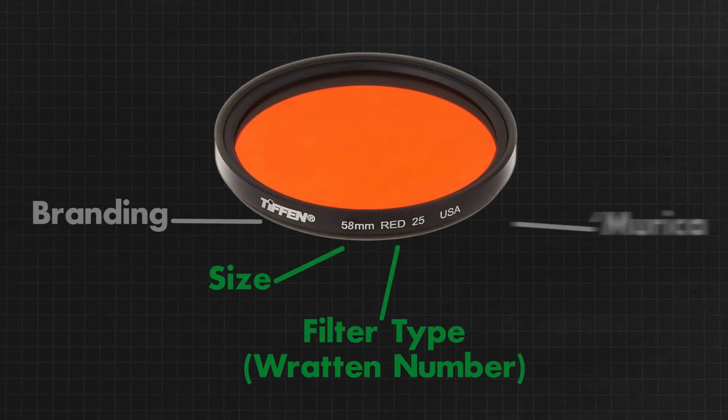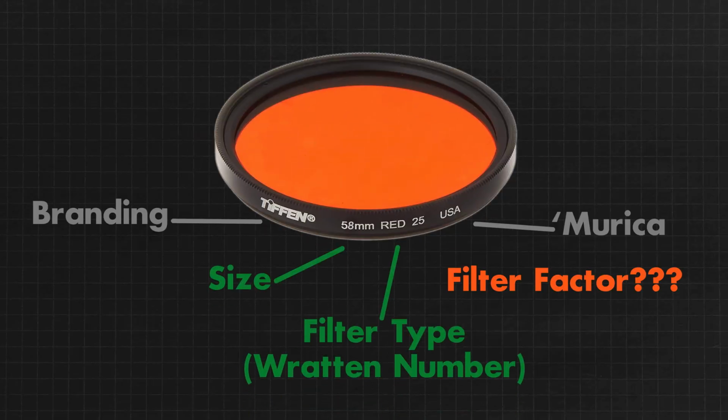For example, this red 25A filter has a filter factor of 8, and my yellow number 2 filter has a filter factor of 2, meaning that the amount of light let through the filter is 1/8 and 1/2 respectively. You'll have to look it up yourself though, because it's one of 3 critical pieces of information that's not listed on the lens. Thanks, Tiffen.